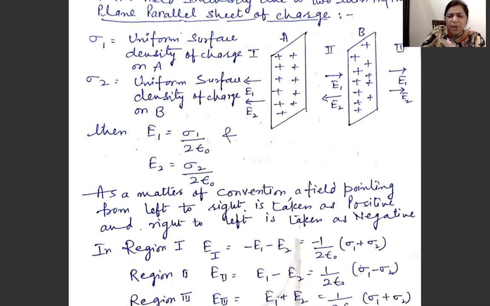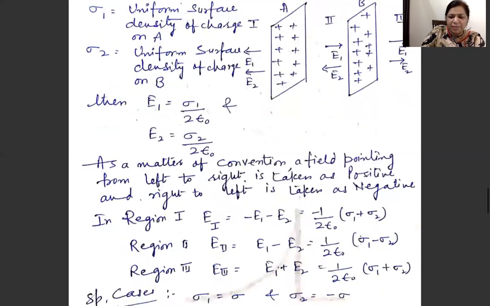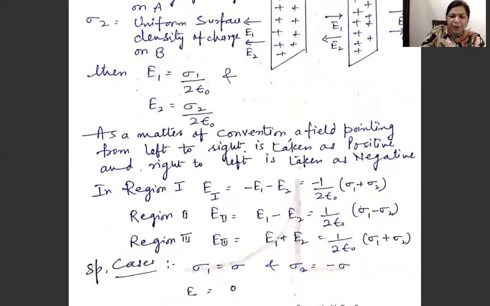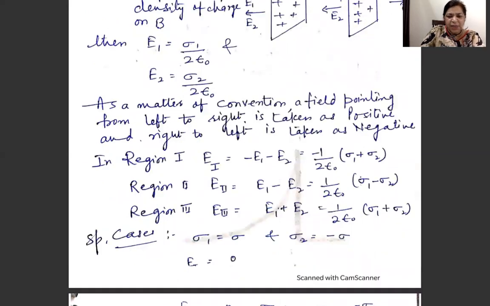In region 2, we will have E, that is E1 minus E2, equal to 1 by 2 epsilon naught (sigma 1 minus sigma 2). In region 3, we will have E is equal to E1 plus E2, that is equal to 1 by 2 epsilon naught (sigma 1 plus sigma 2). Is it clear? Okay.